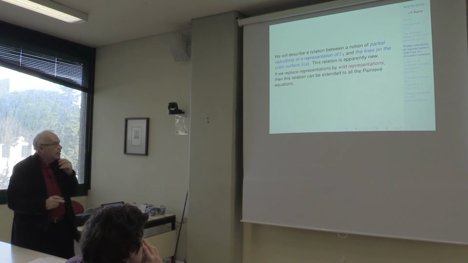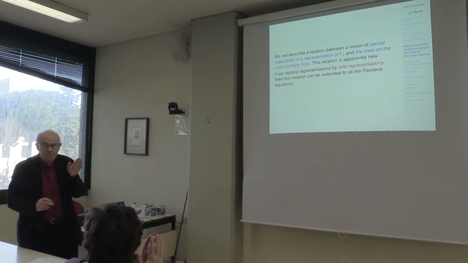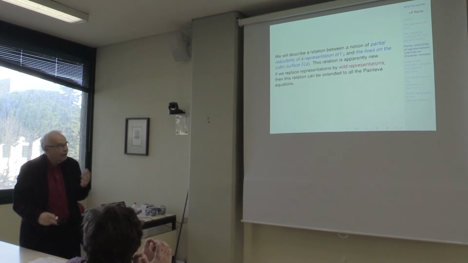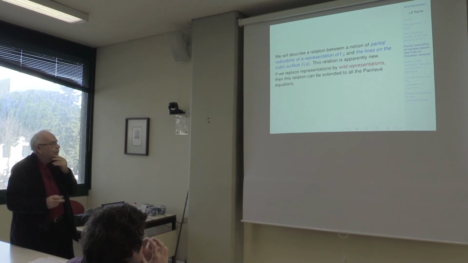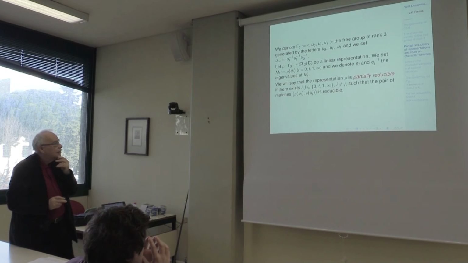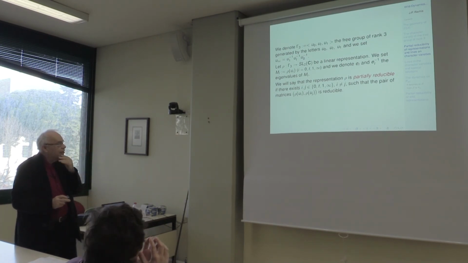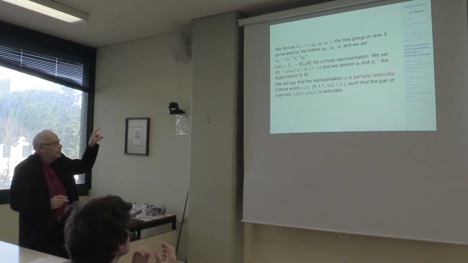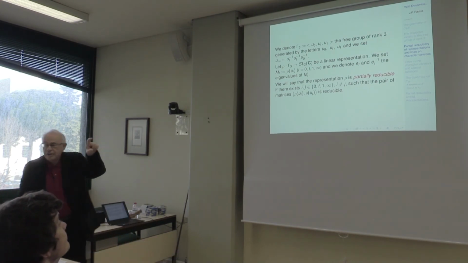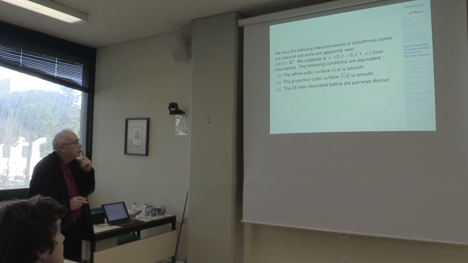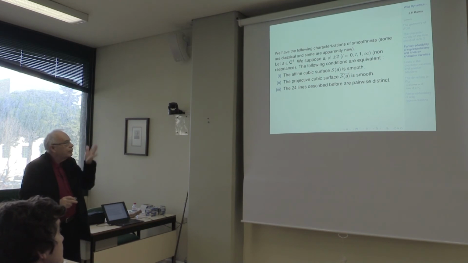And now I will explain that there is a relation between this partial reducibility and the lines. It's the same story, in fact. And it can be extended to wild representations. I will end with that. Of course, I will define the partial reducibility. I pick two points, and I suppose that the pair is reducible. And then you have a characterization of smoothness.